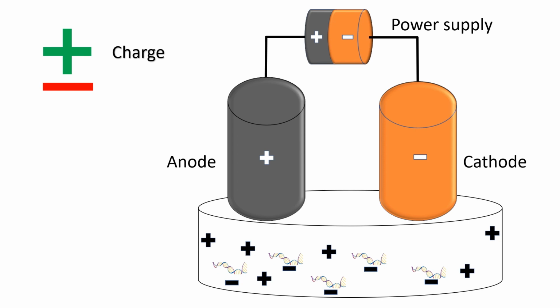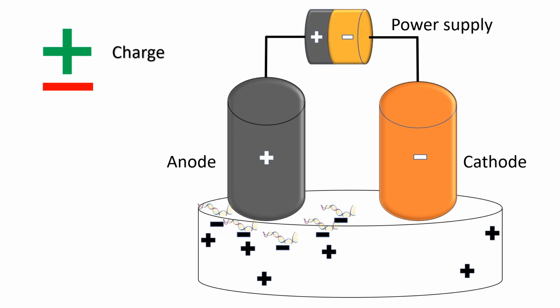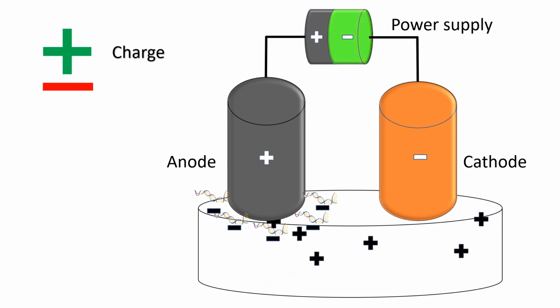The charged molecule moves when an electric current is passed across it. The negatively charged molecules, like DNA, will migrate towards the positively charged anode, while the positively charged molecules will move towards the negatively charged cathode.